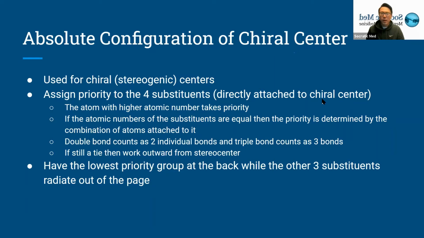So when they have the same atomic number, then priority is determined by the rest of the atoms attached directly to that substituent. And for double bonds, you have to count them as 2 individual bonds, and for triple bonds, you have to count them as 3 individual bonds.